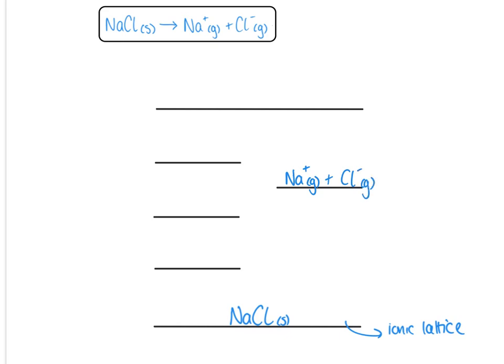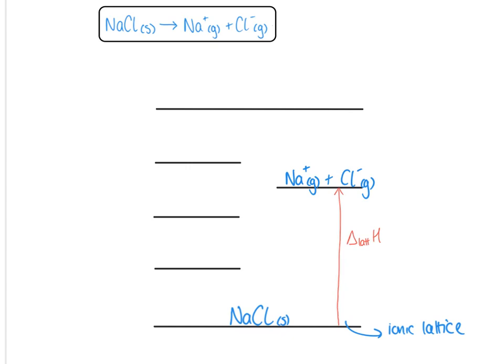Remembering we're trying to work out the lattice enthalpy. And the lattice enthalpy is the enthalpy change when 1 mole of a compound is changed into the gaseous ions. So this is the lattice enthalpy here. And that's what we're trying to work out. But we don't have a value for that. So we have to go the other way around the cycle, working step by step.